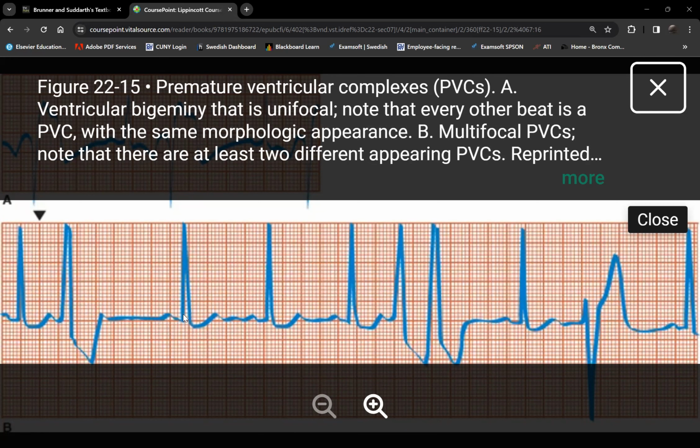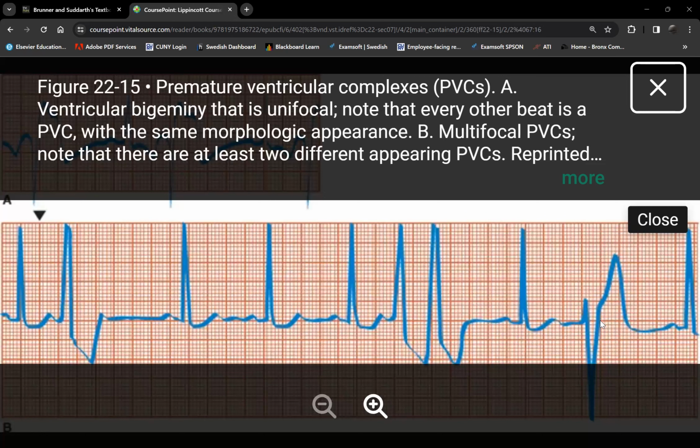Here's a normal QRS complex, normal, normal, a PVC, a PVC. If a patient's PVCs are the same, if they all look the same like these, all throughout the patient's rhythm, then we call it a unifocal PVC. That means it's the same source that is causing the PVC, meaning the same part of the ventricles is firing these premature electrical impulses. You follow?